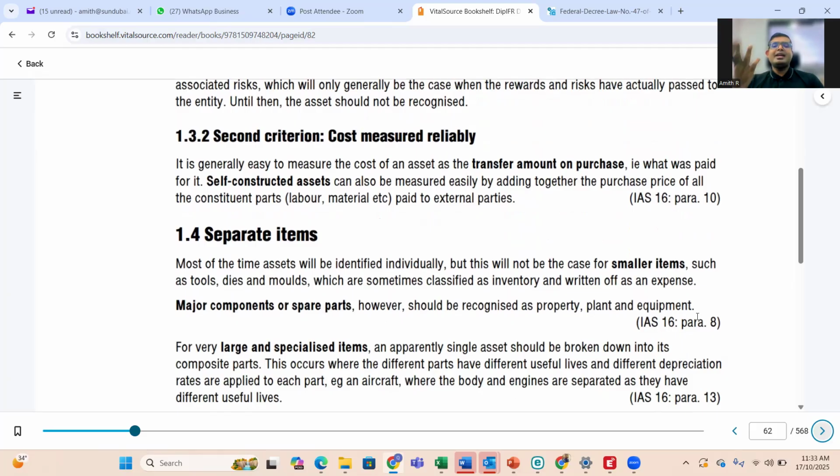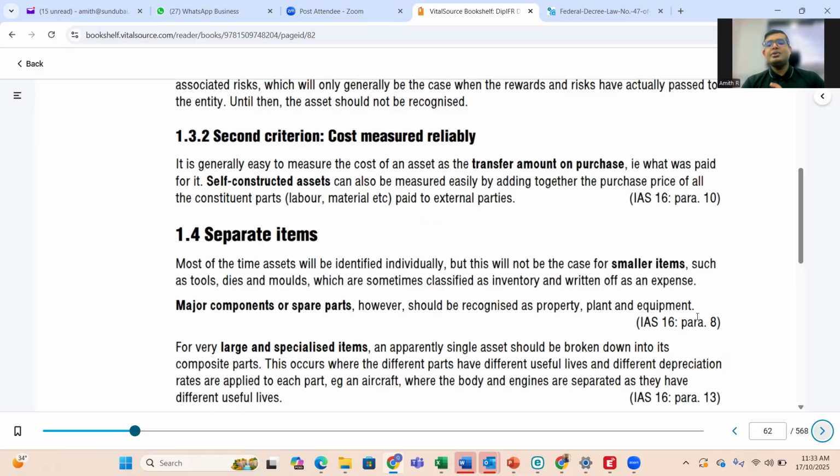So if it is a small item, even if it's PPE, let's say I bought a calculator. I'm using it in my administrative work or in production or supplier services. It has a useful life of definitely more than 1 year. But if it is a small item, you can write it off as an expense, based on materiality. You don't need to capitalize it and calculate depreciation on an asset which costs 20 dirhams. Right? However, major components and things like a laptop should be recognized as PPE.